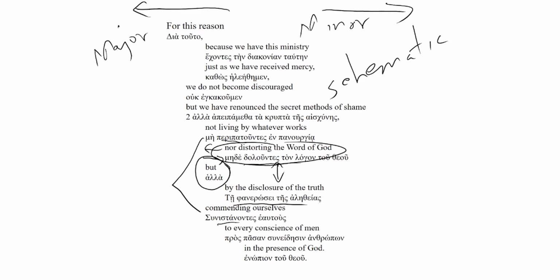Now I can create an outline that follows the structure of the passage. So I will have two major points, Roman numeral 1 and Roman numeral 2, corresponding to the main verbs or main ideas in the passage which are parallel to one another. I will have two subordinate points which support the first main point. I will have two subordinate points that support the second main point. Now I can create an outline that follows the structure of this passage.